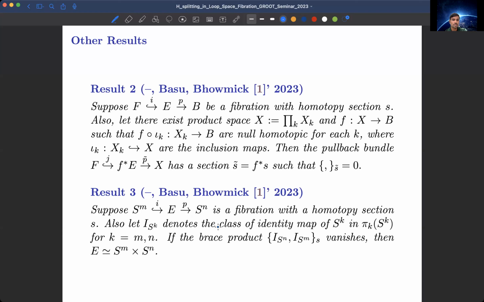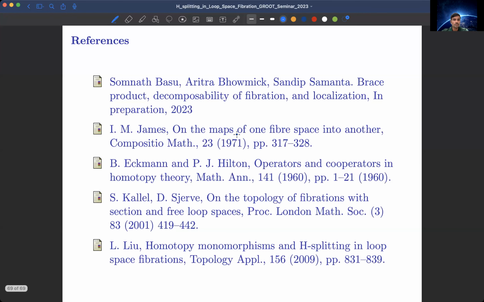So in general fibrations we are still investigating that, how it can be more important in splitting in loop space, and how it can help to understand the H-map in general loop space fibration. And that's all I had to say. These are a few references. The first one is what we are currently working on, in preparation, and the remaining are in the literature we mostly followed.